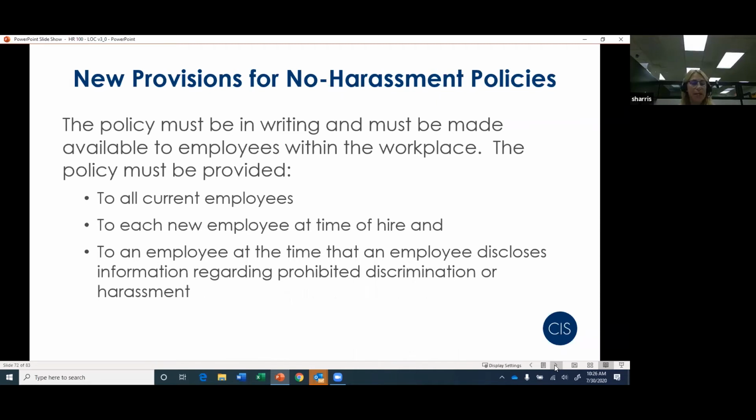Okay, something else in this is the policy must be in writing and must be made available to all employees in the workplace. So you need to give a copy to all current employees. You need to give a copy of this policy to each new employee at the time of hire. And you want to give a copy of this policy to an employee who discloses information of protected discrimination or harassment, so they know what their rights are.